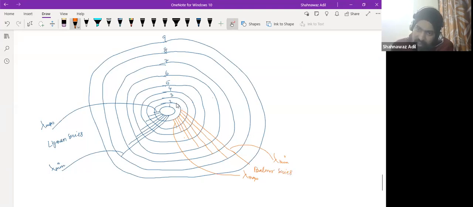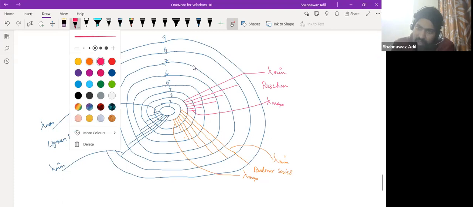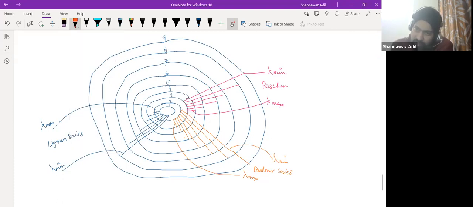And then what do we have? This is the second one, and then we have this third one. Again, this is lambda maximum, this is lambda minimum, and this is the Paschen series. And then we have Brackett.